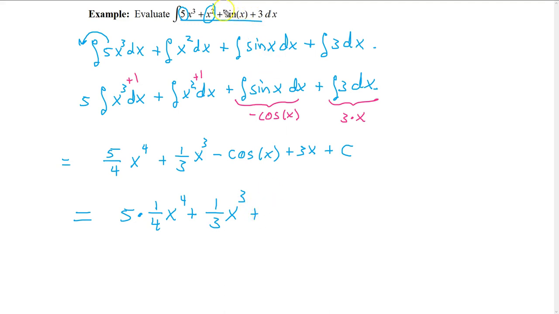The antiderivative of sine is negative cosine, and then the antiderivative of 3 is just 3x, and then your arbitrary constant. So that's how you can do this pretty quickly. You don't have to write all this out in detail like I did here. I'm just showing you how we used the sum and difference rules and the constant multiple rule.